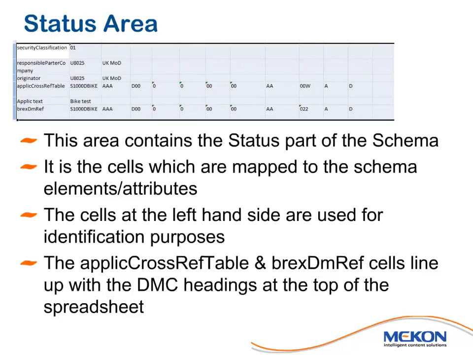The next section down in the spreadsheet is the status area. And as you can see, it contains information like the security information, responsible partner company, the originator, and the applicability cross-reference table, data module code, and other bits like that. You can put more in than this. Clearly you would then map it because we're mapping it to the schema. But this is the minimum information that's required for the status area.